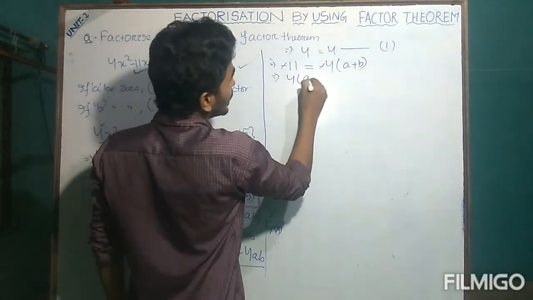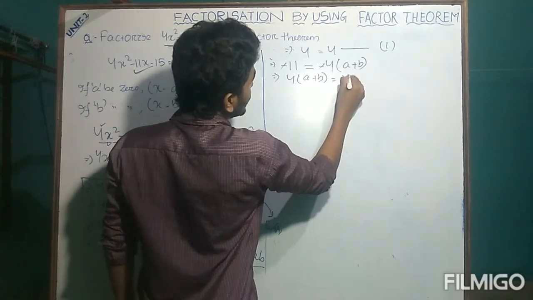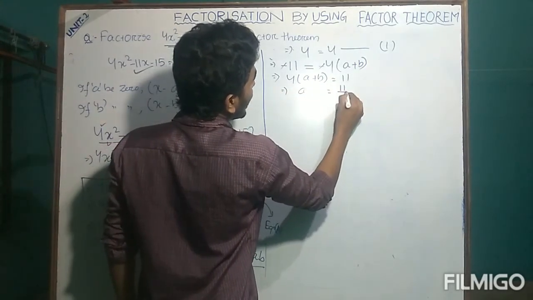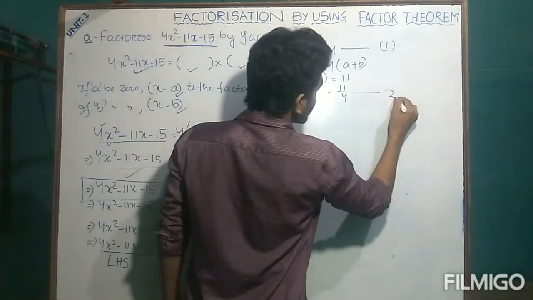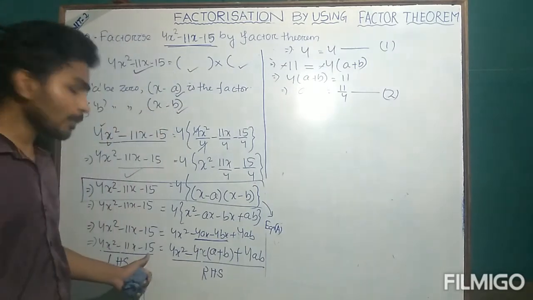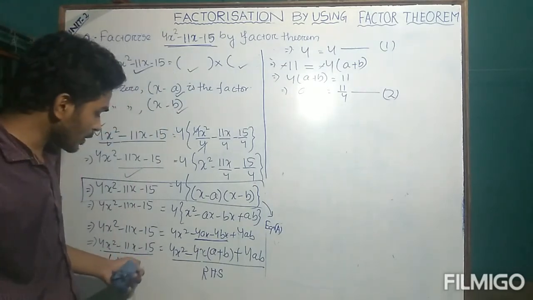So 4 into a plus b is equal to 11. Hence you can write a plus b is equal to 11 by 4. This is equation 2.